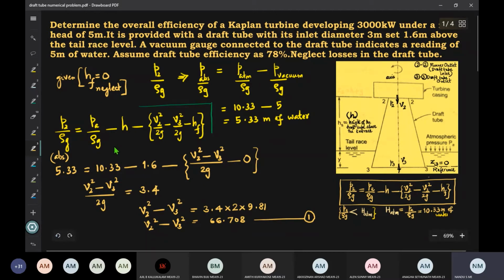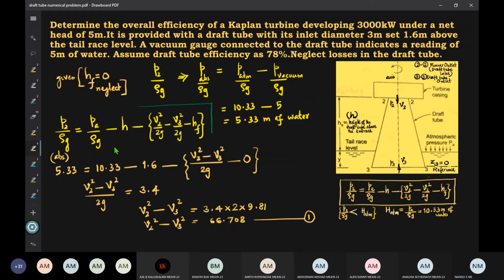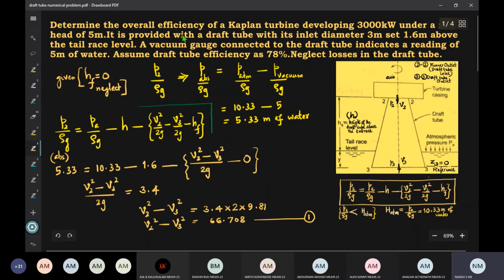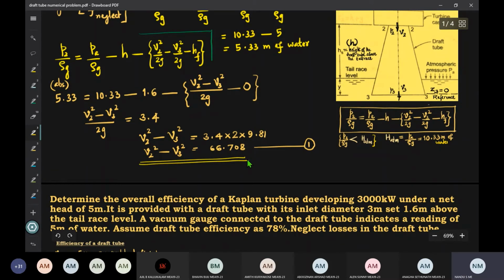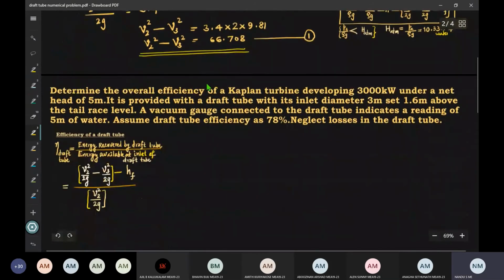So now what do we require? The discharge we require. Discharge handled by this Kaplan turbine we require. Then only we can find out the overall efficiency. So now for that purpose, this velocity is essential. So you have to find out at least the velocity at the inlet of the draft tube. See, since the draft tube inlet diameter is given, you will be in a position to find out the area of cross section at the inlet of the draft tube. That area multiplied by this velocity. Which velocity? The velocity at the inlet. That is V2. At the inlet of the draft tube I am talking about. Okay, find out V2 now.